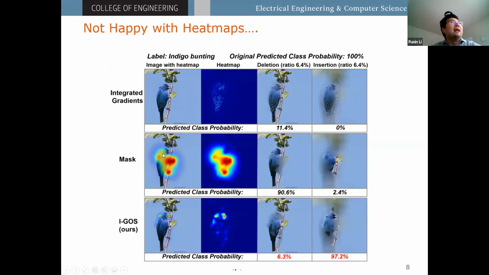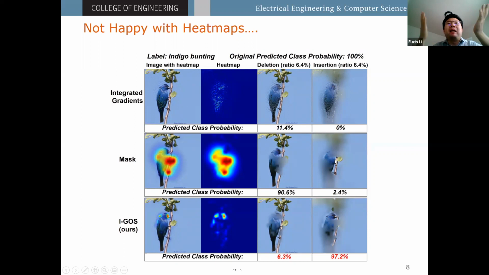So for example, in the middle, you have this heat map method, which is called mask. And it looked reasonable. But if you just remove this heat map part from the image, you can see that the CNN still classifies the same bird with more than 90% probability. And if you only show this heat map part in the image, and blur everything else, you can see that the CNN still cannot classify this bird.